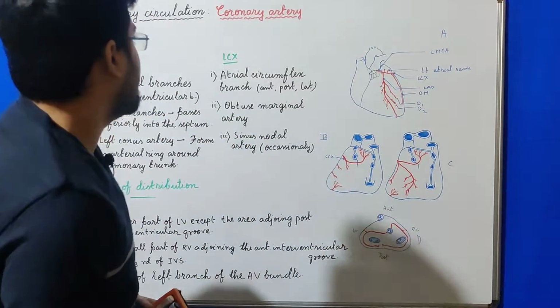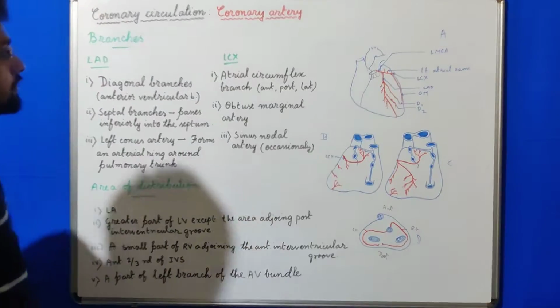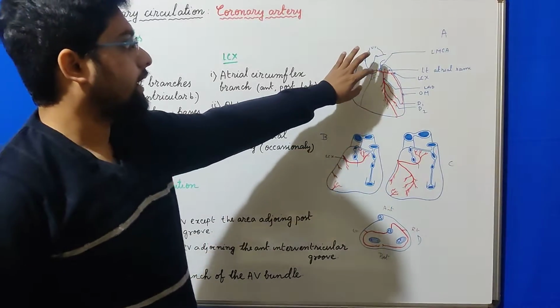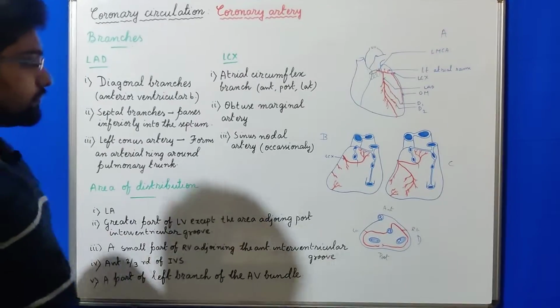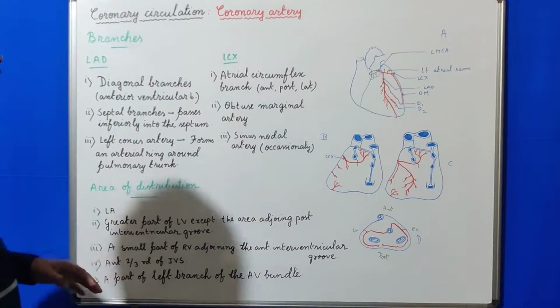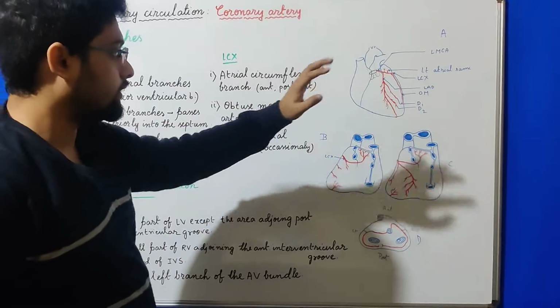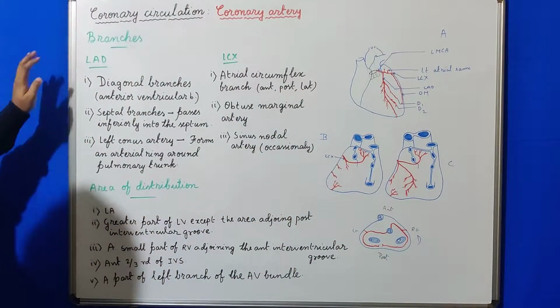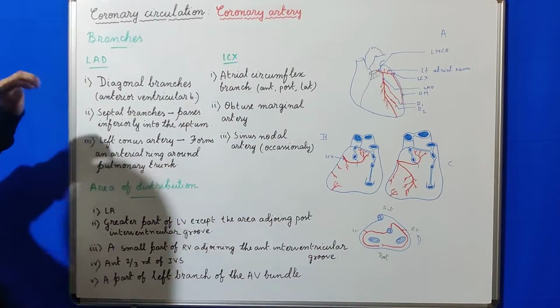Let's see the branches of left coronary artery. So first, LMCA was dividing into two branches, LAD and LCX. LMCA usually does not have any other small branches. It divides into LAD and LCX after a very short course. So next, branches of left anterior descending artery and left circumflex artery.